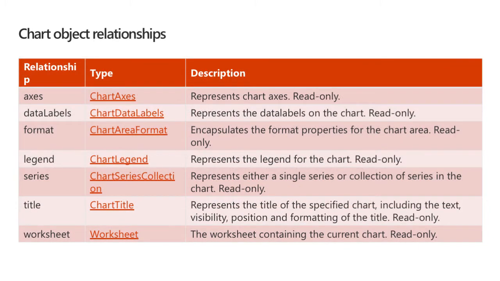Now, relationships on the chart object can make a big difference in how the chart appears. Here we can see a list of a bunch of different relationship types and their descriptions to manipulate things like the axes, the labels, legends, series, title, and more things like the worksheet as well.